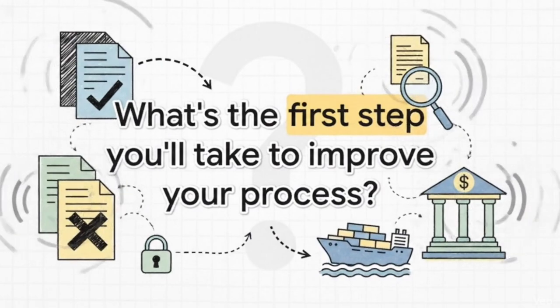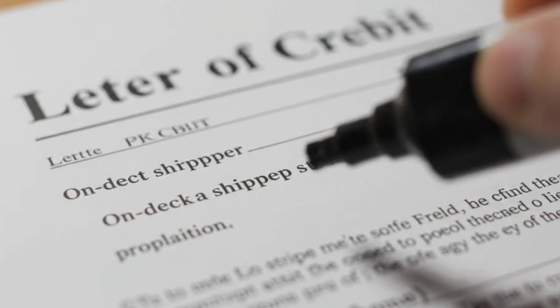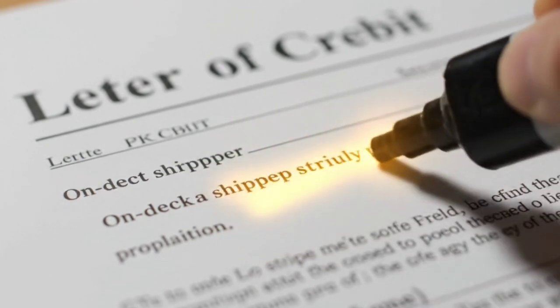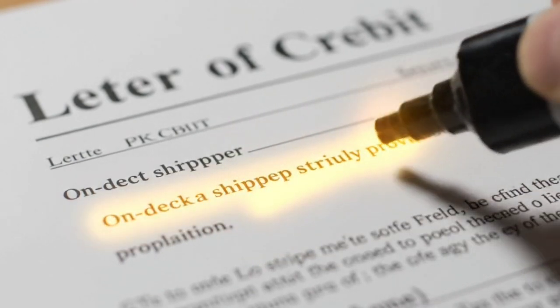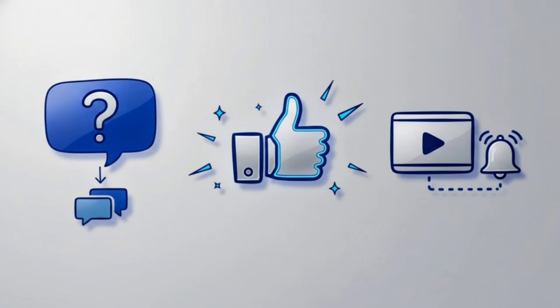So to wrap it all up, the key takeaway is that banks work on a rule of strict compliance, where the documents are everything. By paying very close attention to your financial, shipping, and supporting documents, and making sure everything is 100% consistent, you can avoid most of these payment delays.